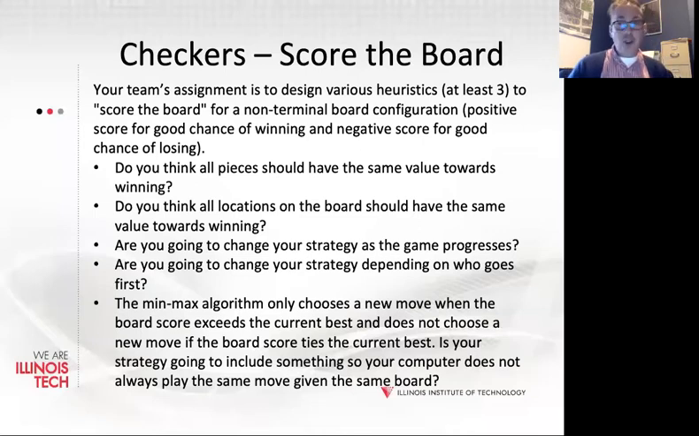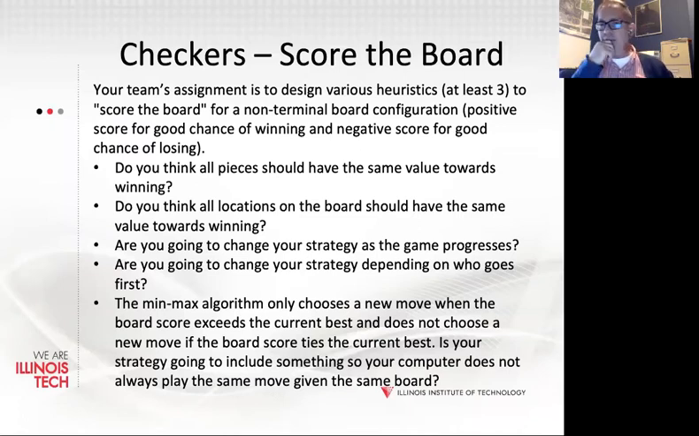Yeah, so certainly you could do things like kings. Kings are worth more because they can move in both directions. Now, should it be 2 to 1? Or is a king worth 3 times as much? You've got to figure that out. How much more powerful is a king? So certainly every piece is not the same value, maybe.